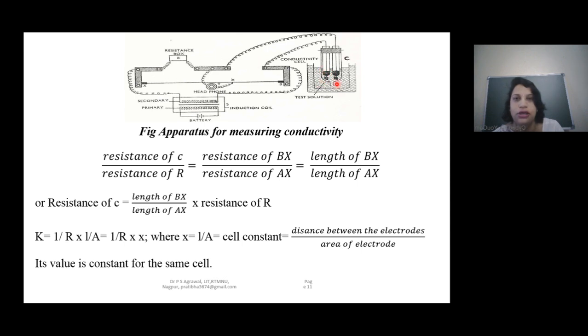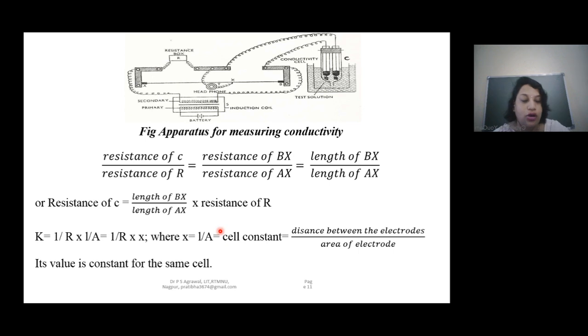So resistance of C upon resistance of R is equal to resistance of Bx, meaning the length of Bx, divided by resistance of Ax, meaning length of Ax. So we can calculate the resistance as equal to the ratio of both the lengths multiplied by this resistance. So after determining the specific resistance, the equivalent conductance and molar conductance can be easily found out.